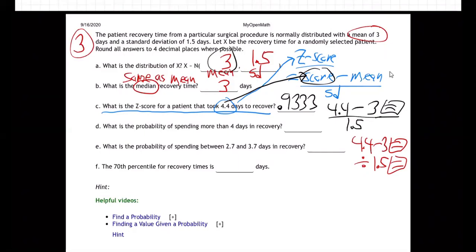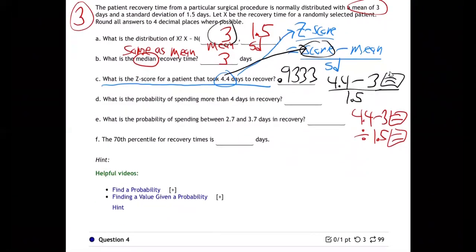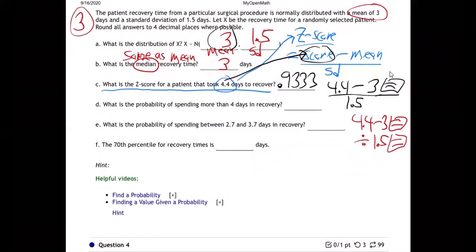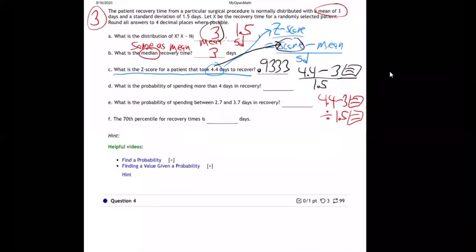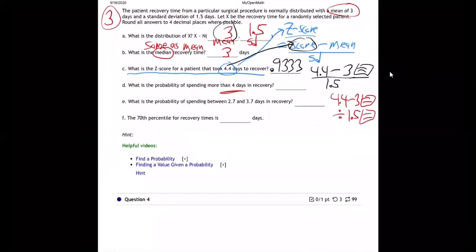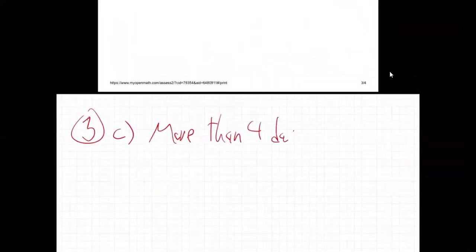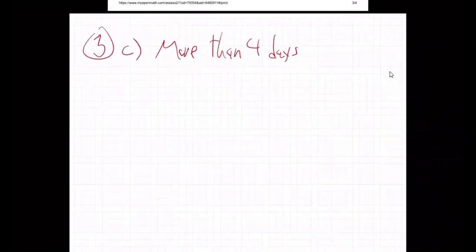Question D. What is the probability of spending more than 4 days in recovery? So I need to draw a bell curve for that. In fact, let me just come on down here and draw one. So we're on number 3, part C. More than 4 days in recovery. So draw yourself a little bell curve.